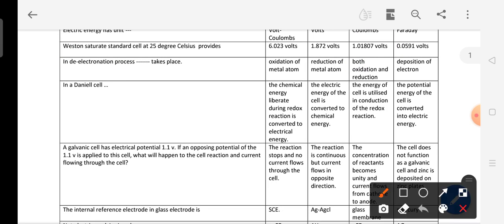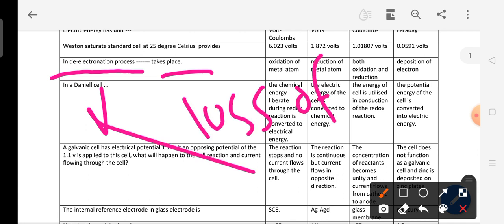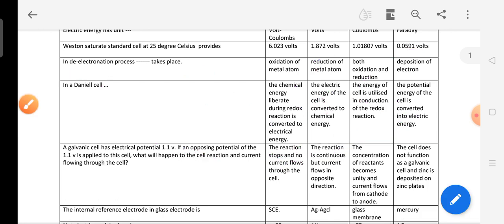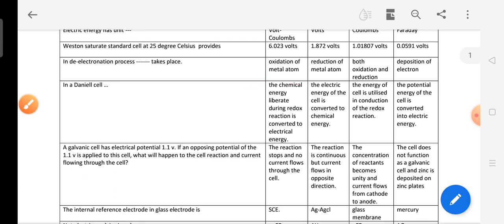Then the fourth MCQ: in the de-electronation process, dash takes place. We know that de-electronation means the loss of electrons. Loss of electrons means oxidation takes place. So the answer of that question is the oxidation of metal atom.